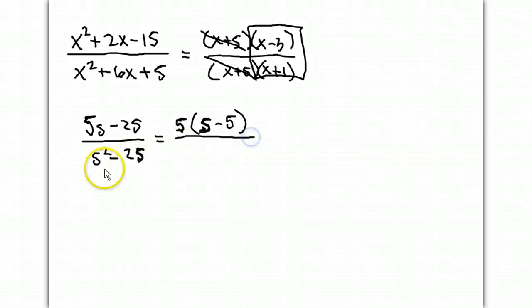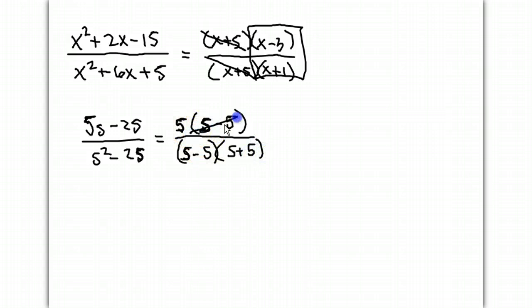Then when you look at the bottom, you have s squared minus 25. Well, that's the difference of squares. If you remember that formula, that's s minus 5 times s plus 5. So when you look at it, the s minus 5's cancel, and the result will be 5 divided by s plus 5.